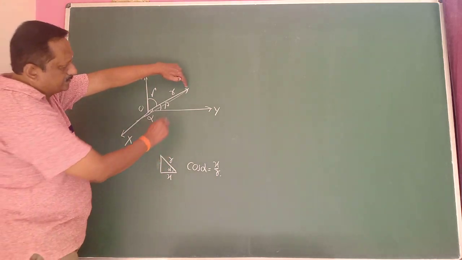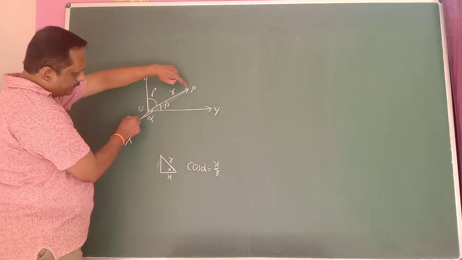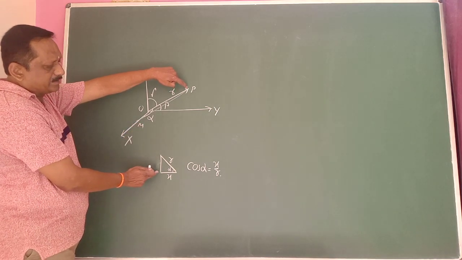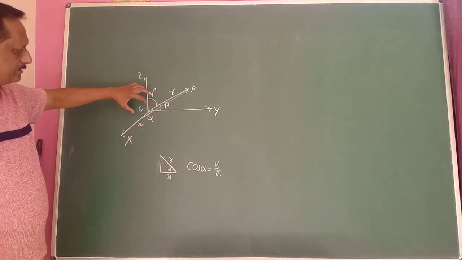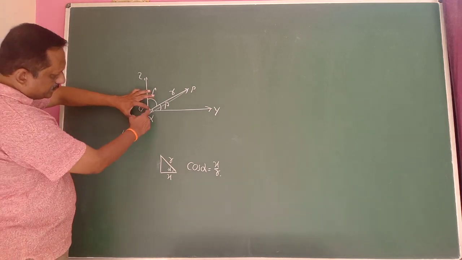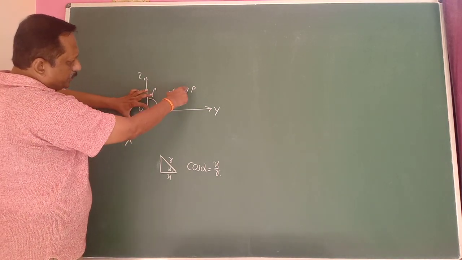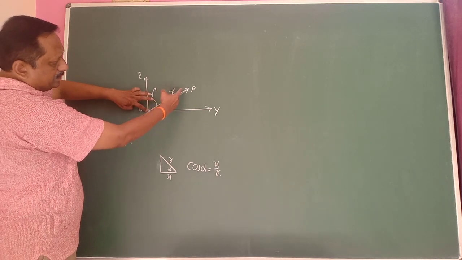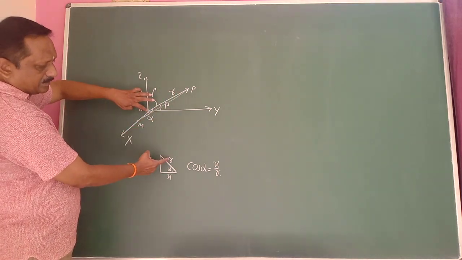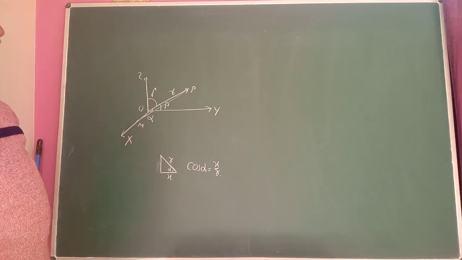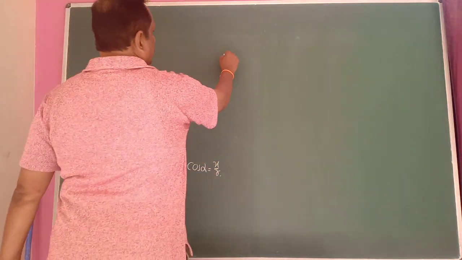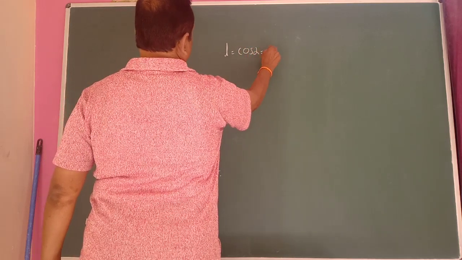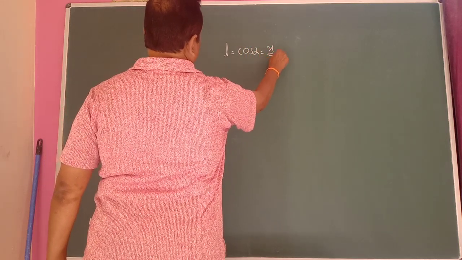Here this is the point P. Just draw PM perpendicular to the x axis, so you will get such a type of right angle triangle. This distance is x units: OM is equal to x and OP is equal to r. So this becomes adjacent and this becomes hypotenuse, x upon r. So cos alpha is equal to x by r. Hence l is equal to cos alpha is equal to x divided by r.